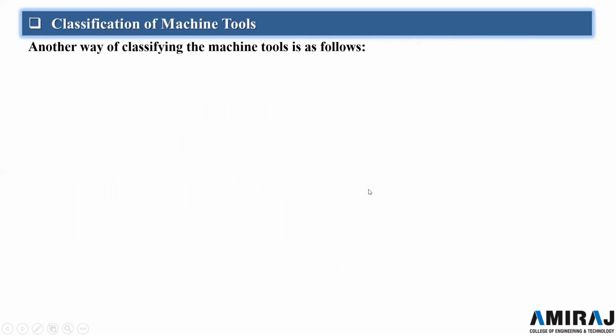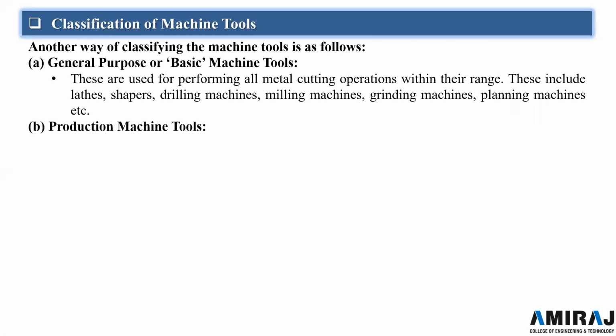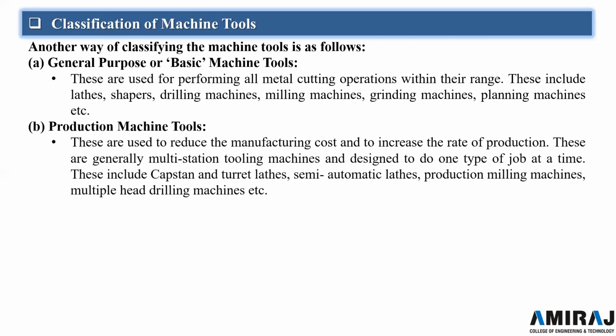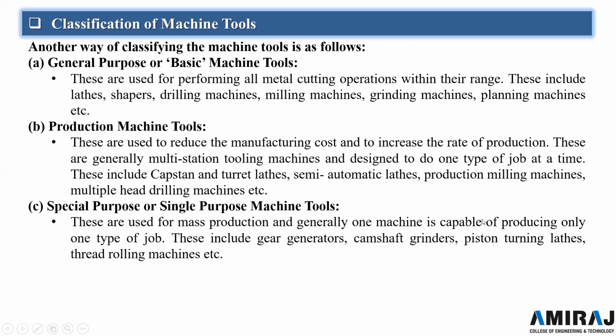Another way of classification is general purpose, that I discussed already. Then there are production machine tools, okay. The production machine tool, that was the special purpose, okay. For production we can say, that is the capstan lathe or turret, semi automatic, okay. This comes in production. Then there is special purpose. Special purpose machines are used for mass production, like I discussed earlier, okay. Suppose the gear generator, camshaft grinders, piston turning lathe, then thread rolling machines, okay.